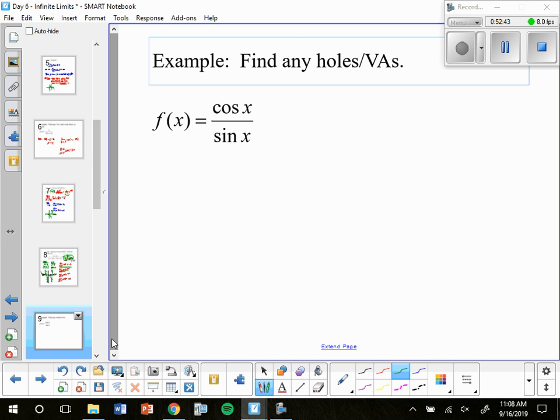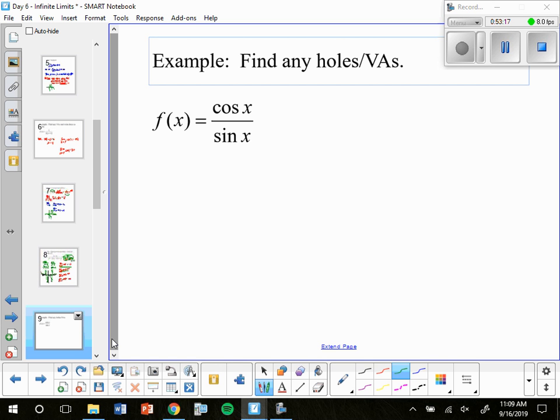Finding any holes or vertical asymptotes of cosine x over sine x. So, holes happen where I can simplify my function. Does cosine x over sine x simplify? Cotangent. But it doesn't divide anything out. That's just a different way to write it. So nothing cancels out between cosine x and sine x.